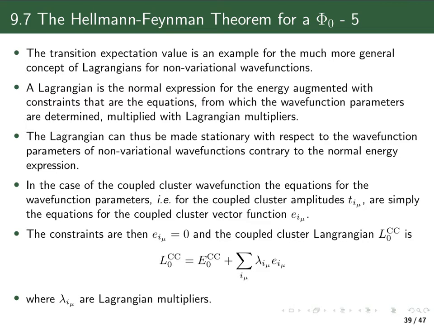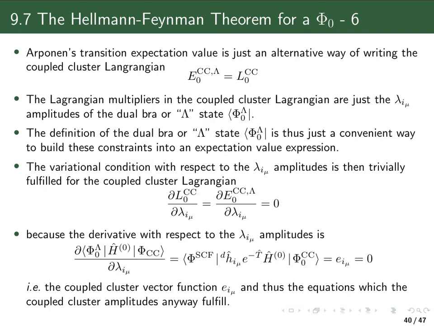Doing precisely that for the coupled cluster Lagrangian actually turns out that the expression for the coupled cluster energy as this transition expectation value is actually just the Lagrangian for the coupled cluster wave function. So the Lagrangian multipliers, lambda, as I indicated already by using lambda as a symbol for the Lagrangian multipliers, are actually just the amplitudes of the lambda or dual state. So the lambda or dual state is just a convenient way of writing or building in the extra constraints into the expectation value expression for the energy.